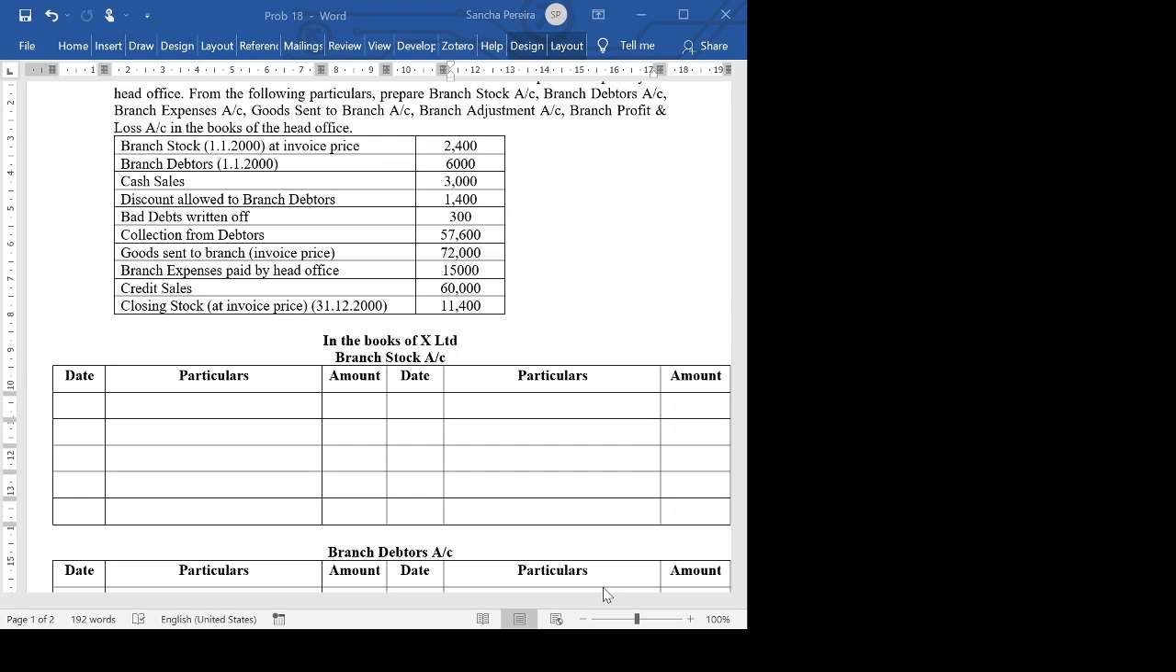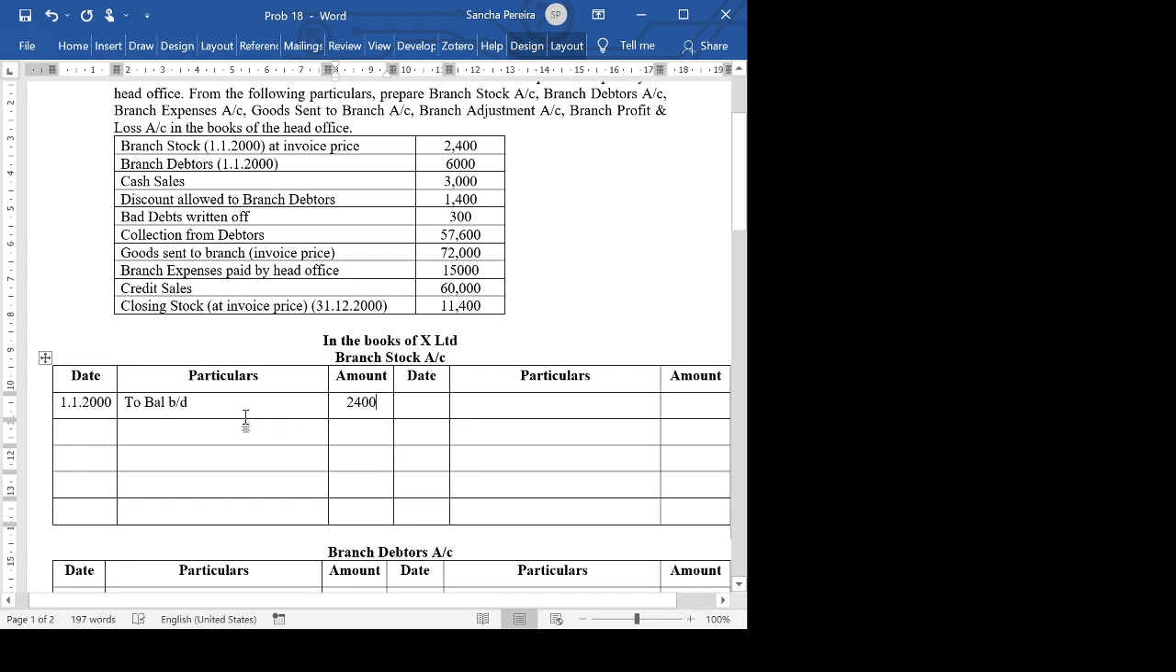It's a very simple problem. So we have the opening stock on 1st January 2000, to balance brought down, 2400. Now on this we need to calculate the stock reserve.